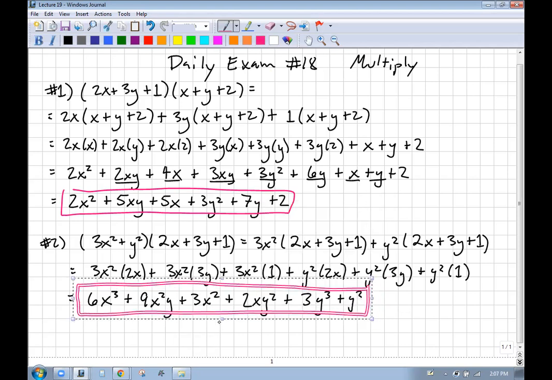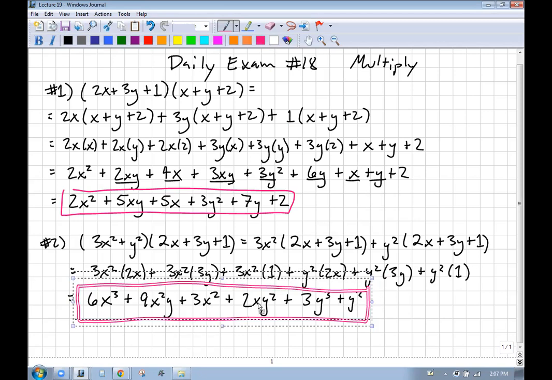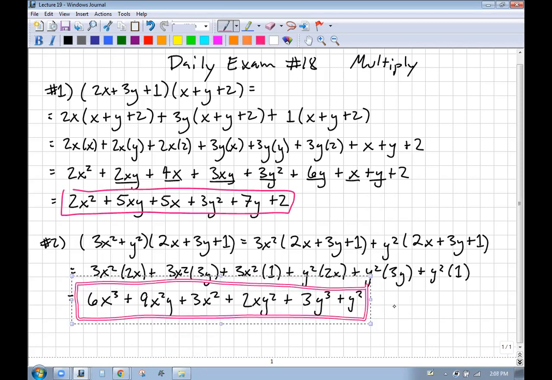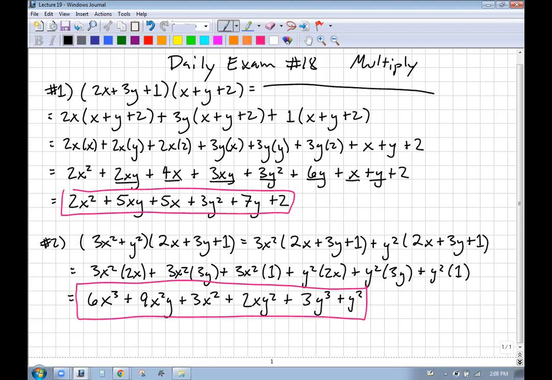Now this distribution thing is what gets most students. This is the basics of algebra. You have to get this distribution stuff down. And soon you'll be able to go straight from this step to this step. You'll be able to just write them down.